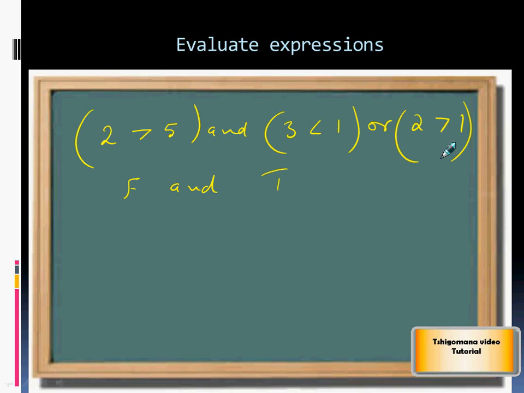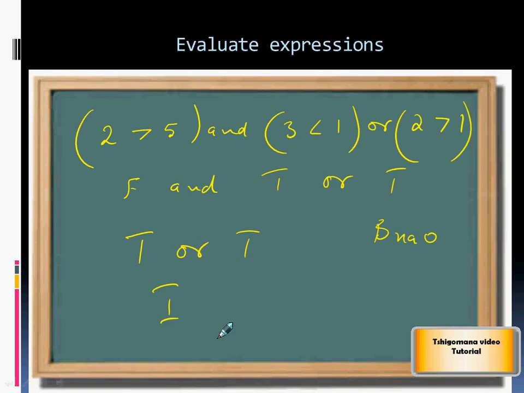According to the principles of binary, we're going to start with and. F and T, the answer is F. Then F or T, the answer is T, right? Basically, that is what I had for you.